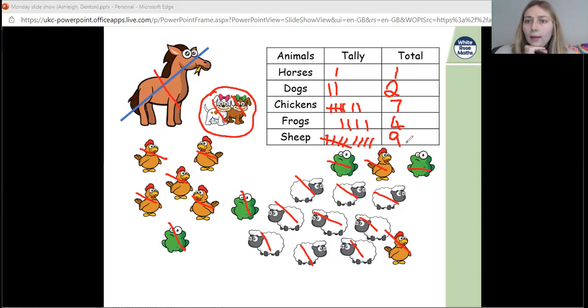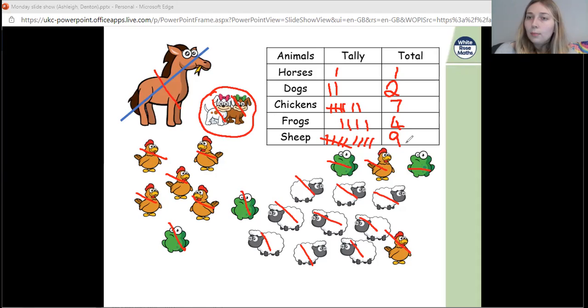Okay, if I was to look at those numbers now, I can see which was the most popular, which means which was the animal that had the most number of tally marks. Can you tell me which animal was the most popular? Good, it was the sheep. It was the sheep because they had 9 tally marks. They had the highest number of tallies.